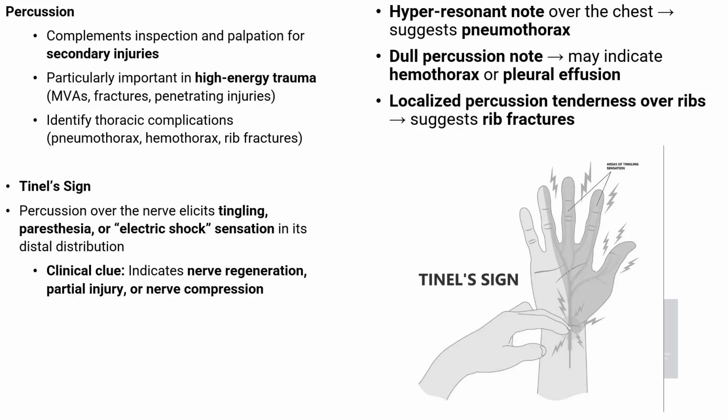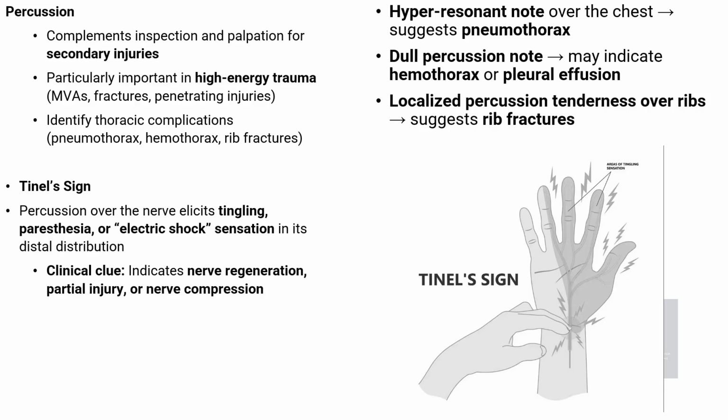Percussion adds valuable information to inspection and palpation, especially when evaluating for secondary injuries. Its role becomes particularly important in high-energy trauma, such as motor vehicle accidents, fractures, or penetrating injuries, where associated thoracic damage is more likely. Through percussion, you can help identify important chest complications. A hyper-resonant note over the chest raises concern for a pneumothorax, while a dull note may point toward a hemothorax or pleural effusion. Localized tenderness when percussing the ribs can also suggest an underlying rib fracture.